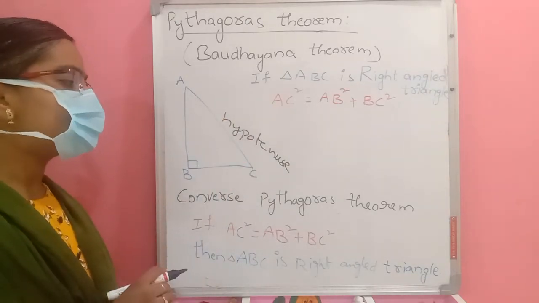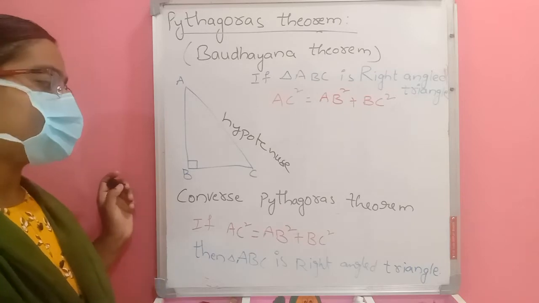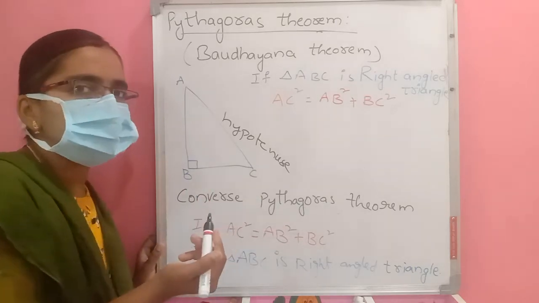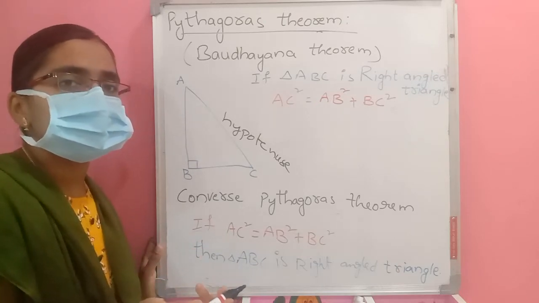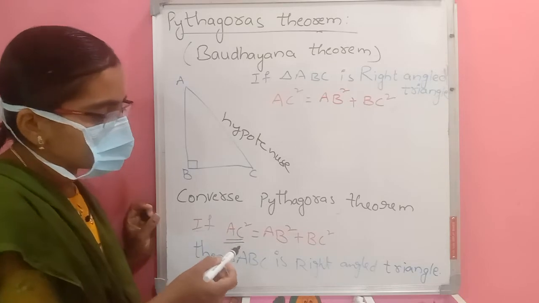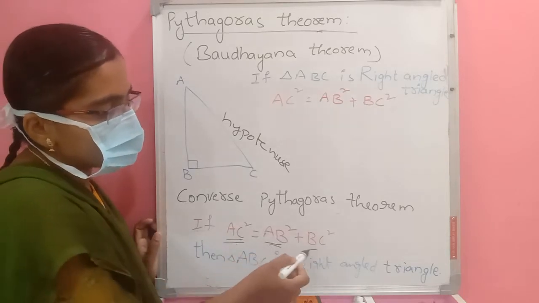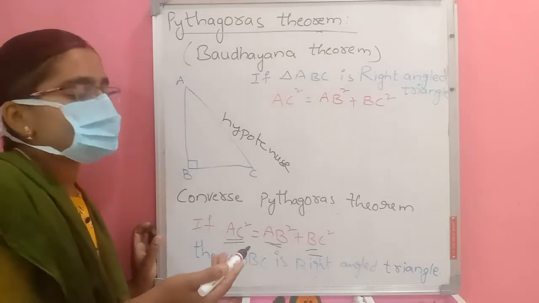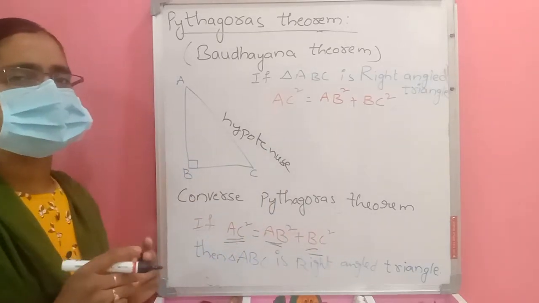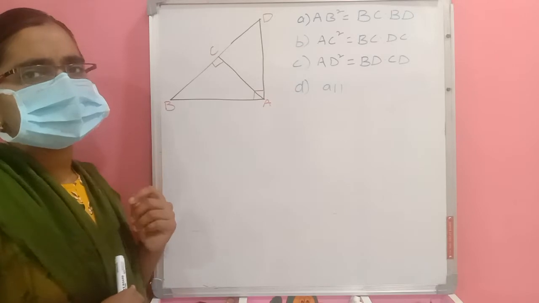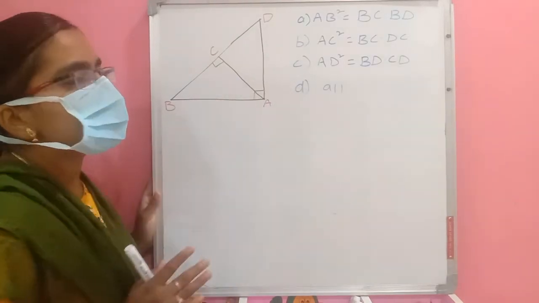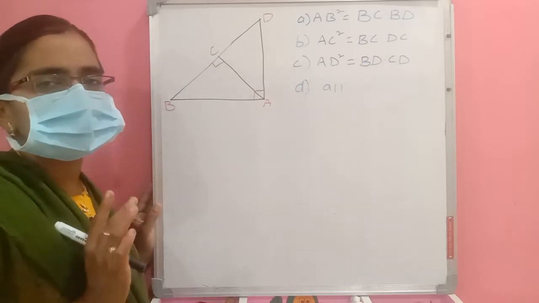Next we have converse Pythagoras theorem. Converse Pythagoras theorem means if any triangle, we don't know whether it is right angled, acute or obtuse, and if in the triangle the hypotenuse square is equal to the sum of squares of the other two sides, then we can say directly that the triangle is a right angled triangle. This is the diagram here. From this they have given this diagram, and options A, B, C, D. Which is the correct option?